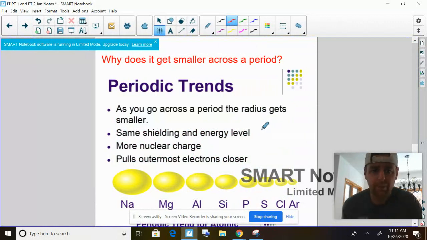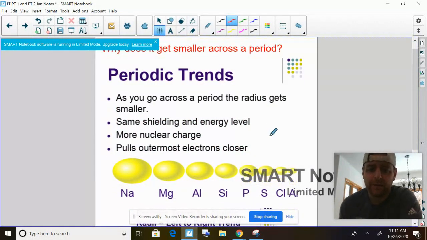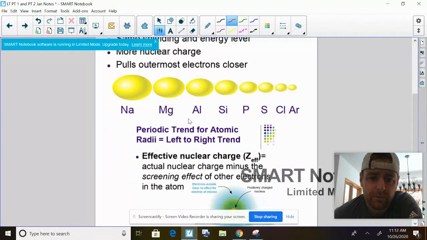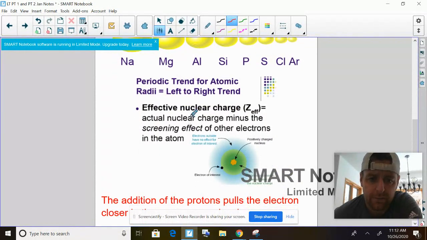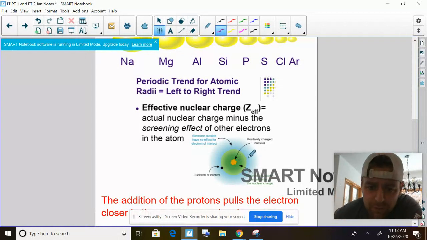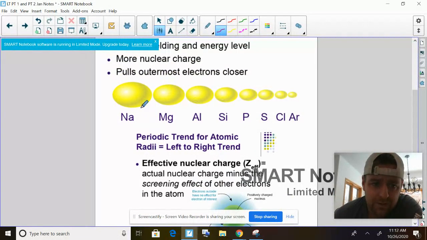Here's just the explanation of why. As you go across a period, the radius gets smaller. What we say is there's this thing called nuclear charge. The simplest way to describe it is as you go across a row, you add more protons, so the stronger it is, the tighter it pulls in. So these are all in the same row. Add a proton, it gets smaller. Add a proton, it gets smaller, and pulls and pulls. So you get to the noble gas, which makes it really small.